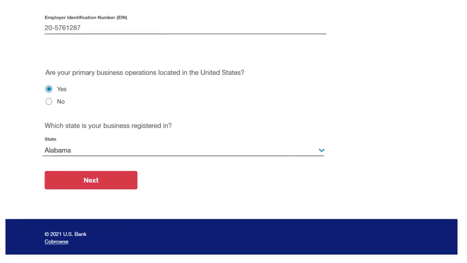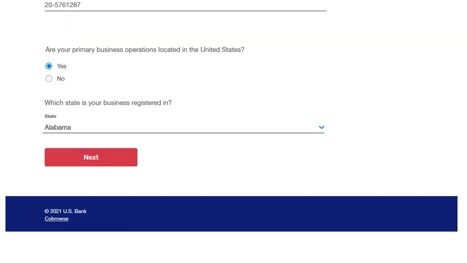Next, they're asking you if your primary business operations are located in the United States. In this case, yes. Which state is your business registered in? You have to put your state of registration here. This doesn't really matter. It's just for archiving and documentation purposes. You have to click next.